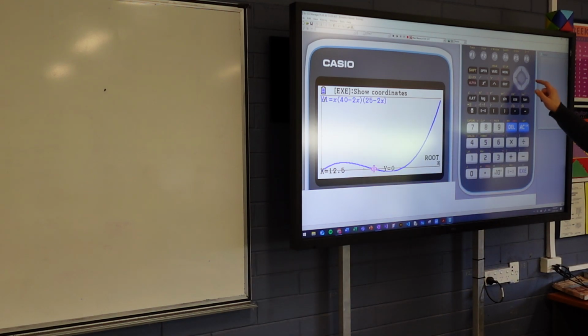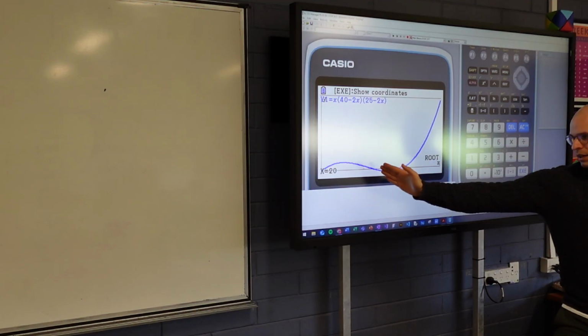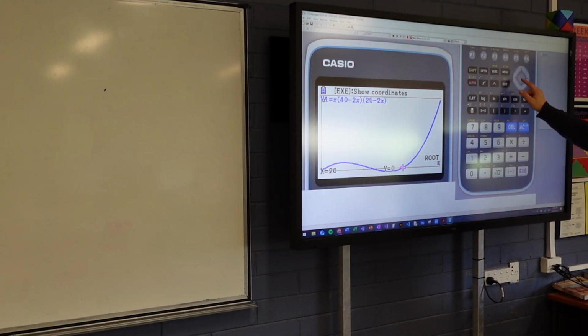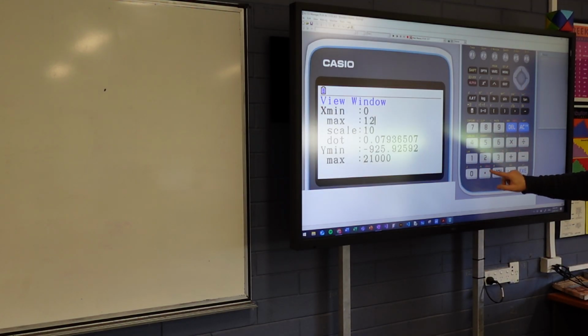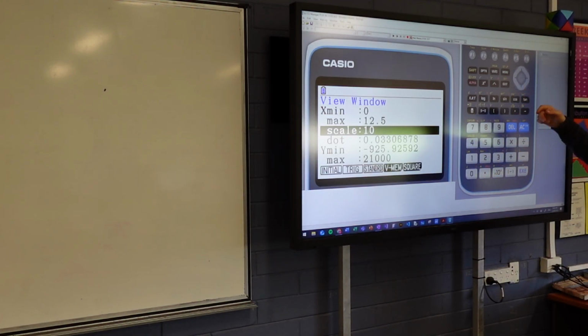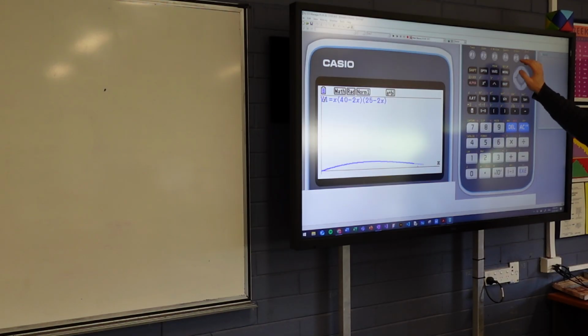Anything above 12.5, we're going to end up with negative volume until we get above 20, in which case we start getting positive volume, but we don't have any tin by that stage because we've cut all the tin away. So this part from here onwards is just rubbish. So what we can do is we can change our V window to only show the parts that we care about. 0 to 12.5, graph, zoom, auto.